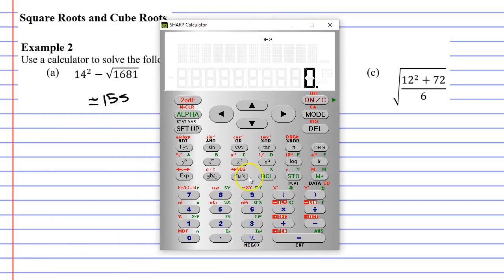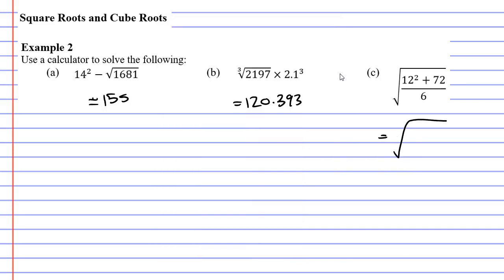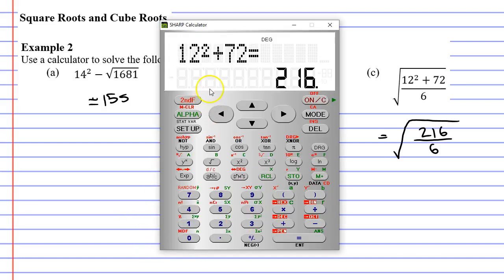So first of all, I'm going to calculate 12 squared plus 72. So I'm just going to work out the top part of my fraction. That gives me 216. So I'm going to write equals, and I'm going to say this is 216 over 6, because I figured out just the top part of the fraction, what 12 squared plus 72 is. Alright, what's the next step?